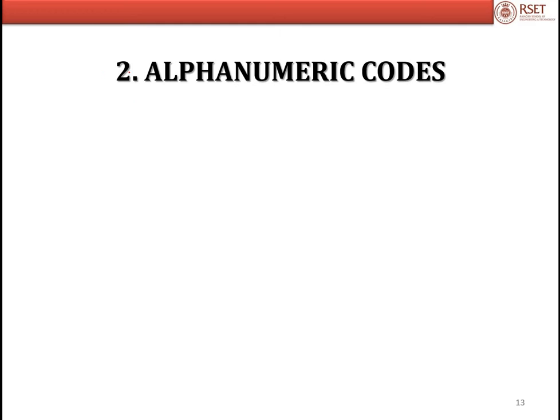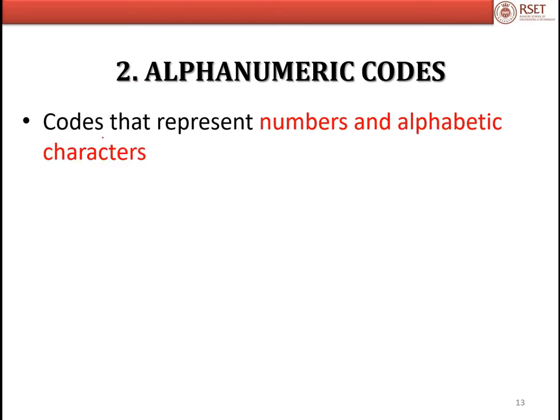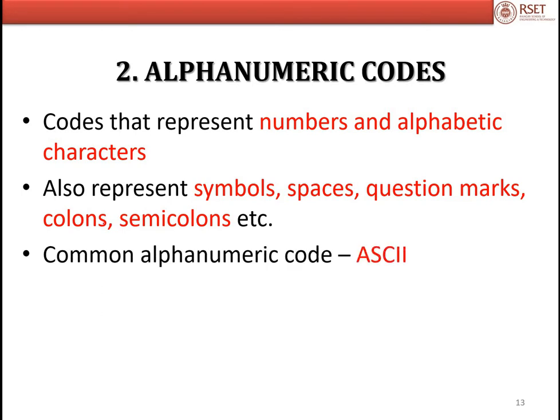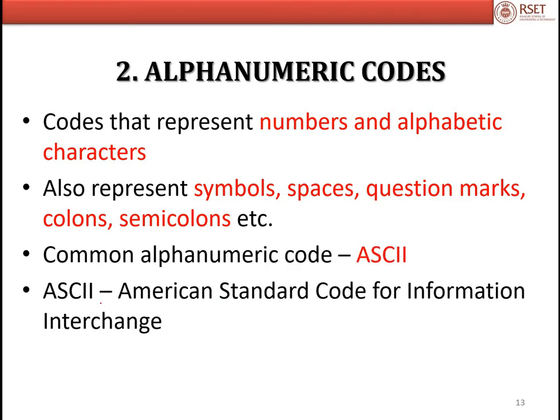So numeric codes are over. Second one is alphanumeric codes. These are the codes that represent numbers and alphabet characters. These also represent symbols, spaces, question marks, colons, semicolons, etc. The common alphanumeric code is ASCII. So ASCII stands for American Standard Code for Information Interchange.